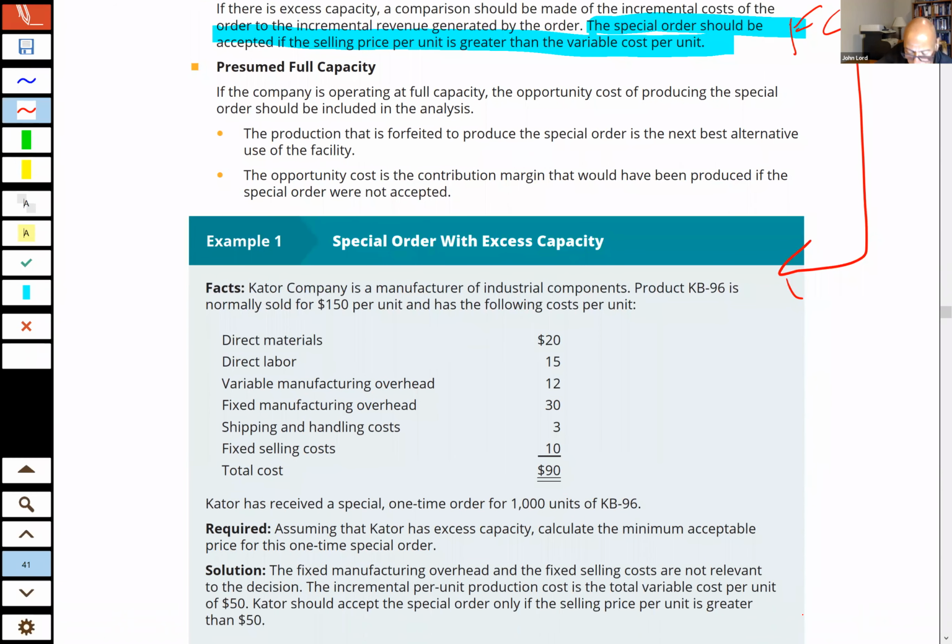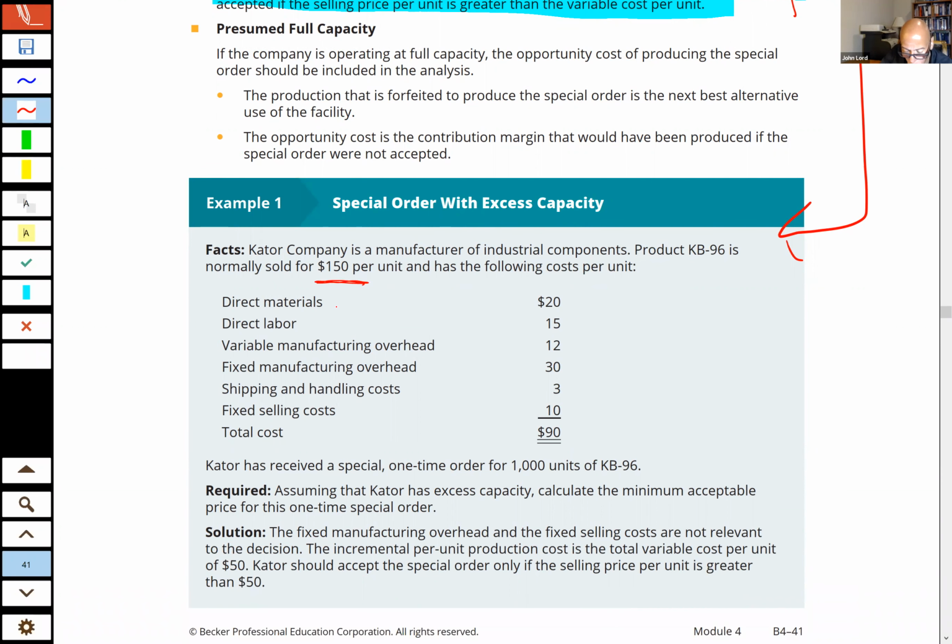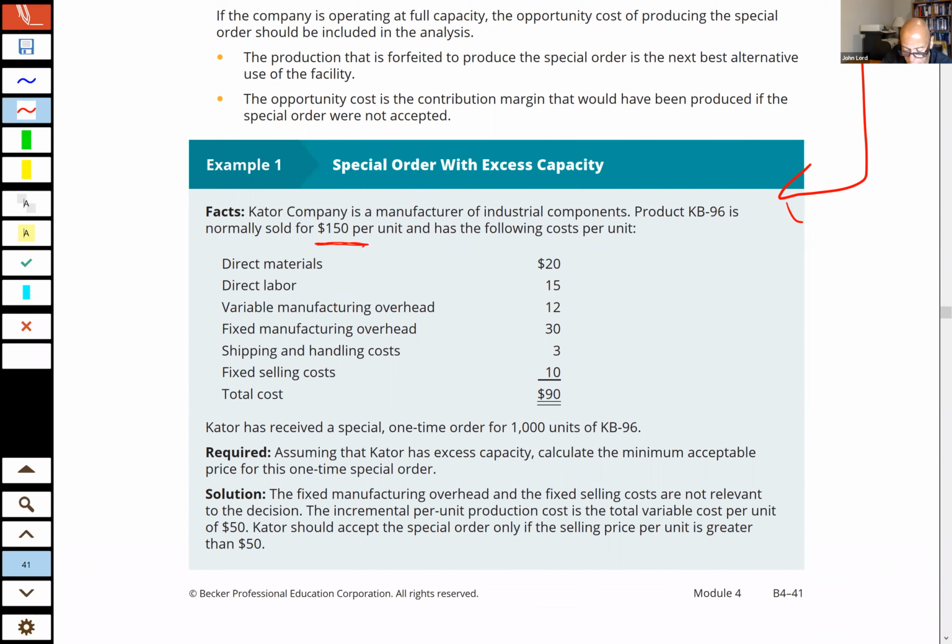Okay, but let's go ahead. They give us some information, and they tell us that the product is normally sold for $150 per unit, and we have this set of costs associated with it, and there's this one-time order of 1,000. They want to know what the minimum price would have to be in order to generate a profitable endeavor for us here.